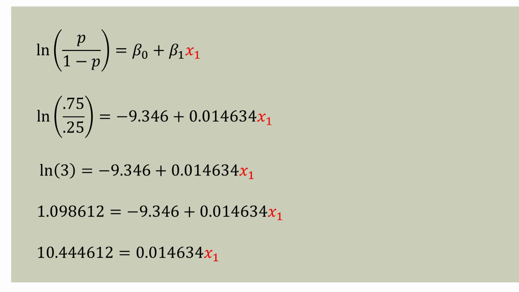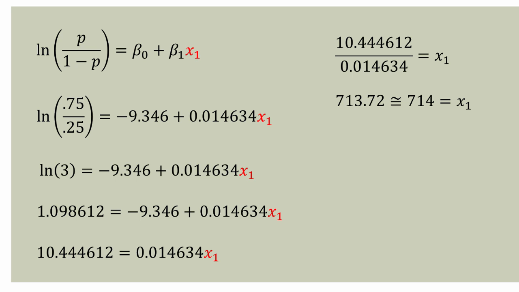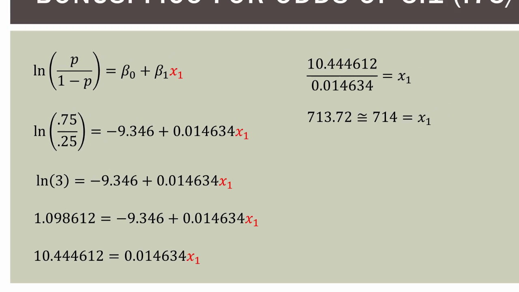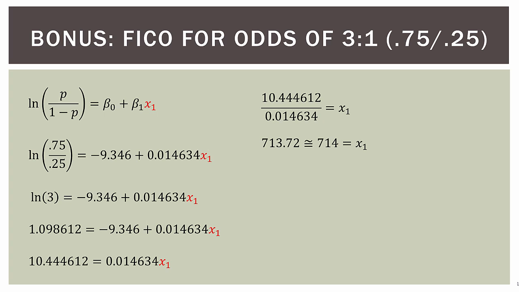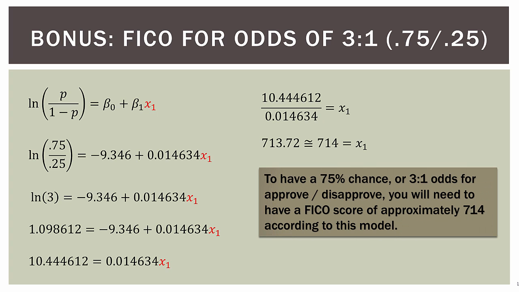So we have 10.444612 equals, then we have 0.014634 times x1. We go ahead and solve this algebraically, and lo and behold, we end up with 713.72, or about 714. So to have a 75% chance or 3 to 1 odds for approve, disapprove, you will need to have a FICO score of approximately 714 according to this model.